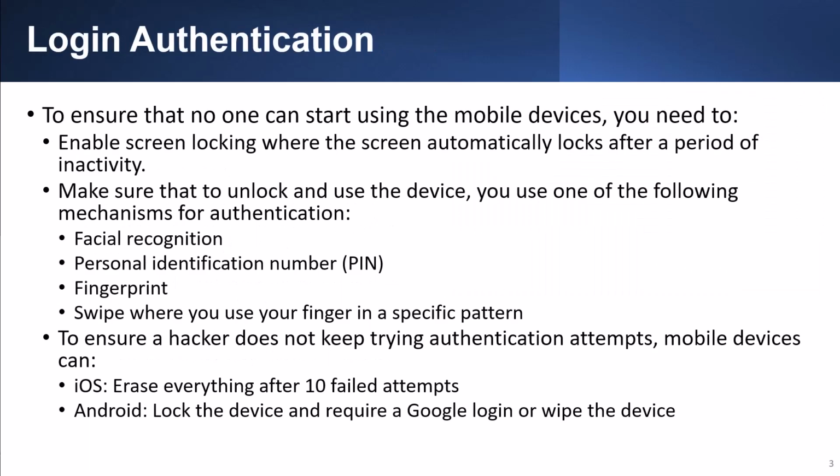To ensure that no one can start using mobile devices, you need to enable screen locking, where the screen automatically locks after a period of inactivity. Make sure that to unlock and use the device, use one of the following mechanisms for authentication: facial recognition, personal identification number or PIN, fingerprint, or swipe, where you use your finger in a specific pattern. Swipe is the weakest of these authentication methods.